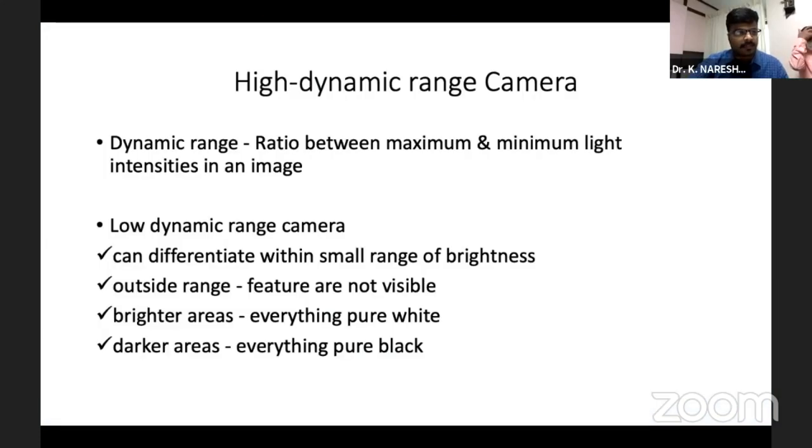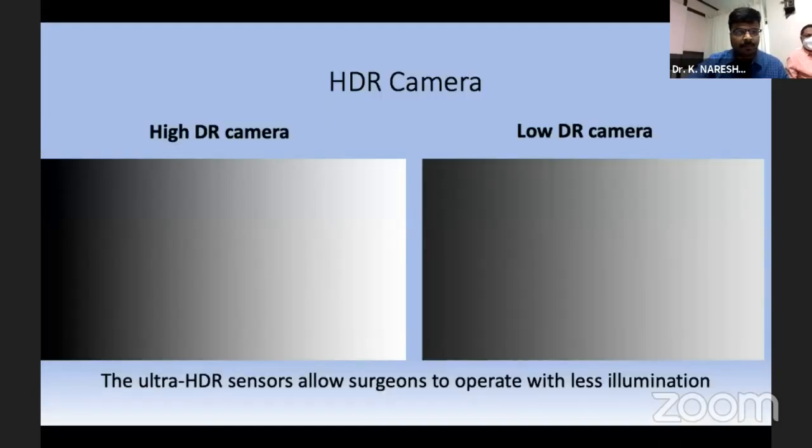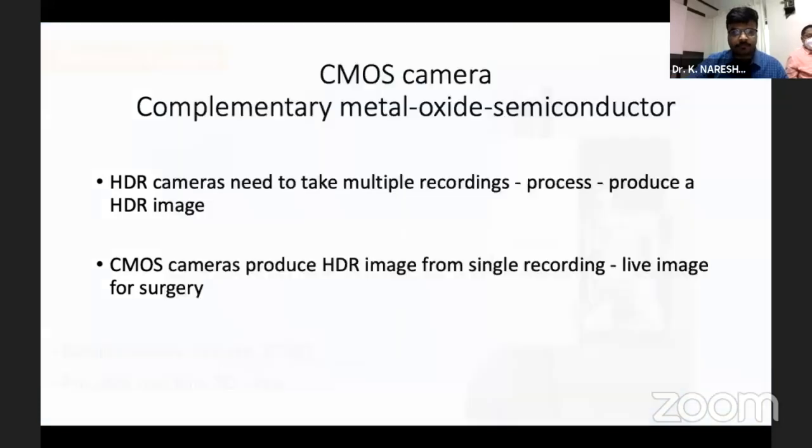A dynamic range is the ratio between the minimum and the maximum light intensities in an image. So a low dynamic range camera can differentiate only within a small range of brightness. Outside that range, features are not visible. So the brighter area will appear pure white, while the darker area will appear pure black. So this is an example of a high dynamic range camera, which can image from black to white, while a low dynamic range camera will only image from gray to gray. So the ultra high dynamic range sensors allow the surgeons to operate with less illumination.